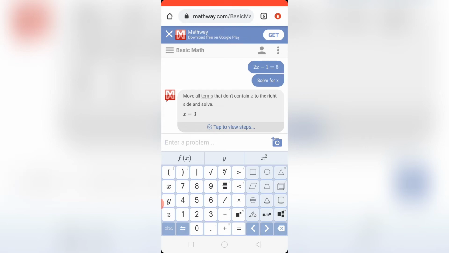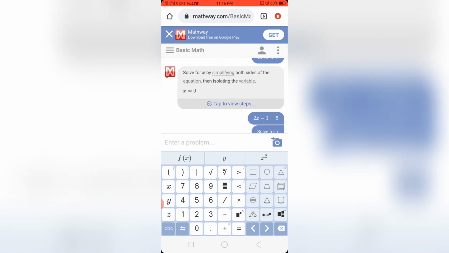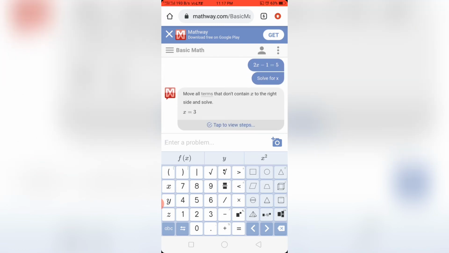It also gives you a tip. Here you can see: move all terms that don't contain x to the right side and solve. And you can see the trick given above was: solve for x by simplifying both sides of the equation, then isolating the variable. So it gives you the answer, plus it also gives you a trick to solve the problem.